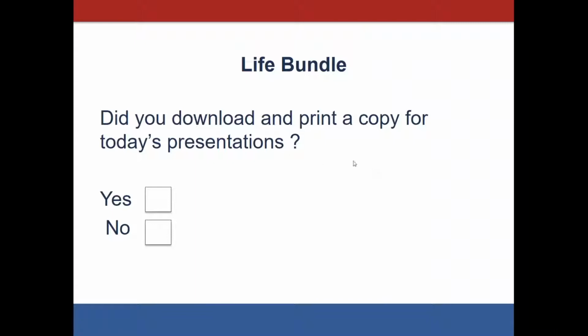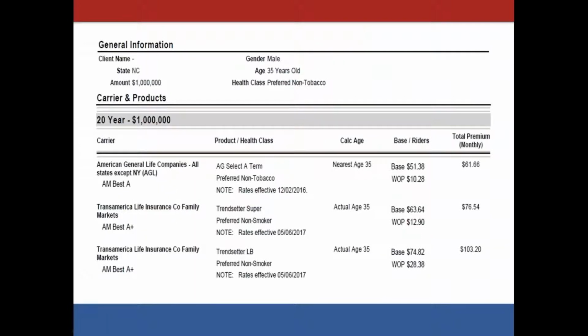So what we'll do next is we'll just go over to the sheet that we would now be presenting to Thomas. And the first bit of information that we're going to share with him is the fact that we have outlined for him basic $1 million of coverage. We've done this over a 20-year term. We've rated him at a preferred non-tobacco rating.